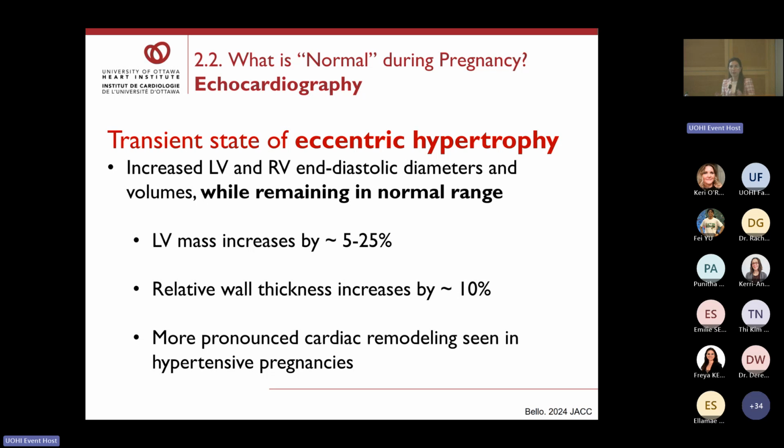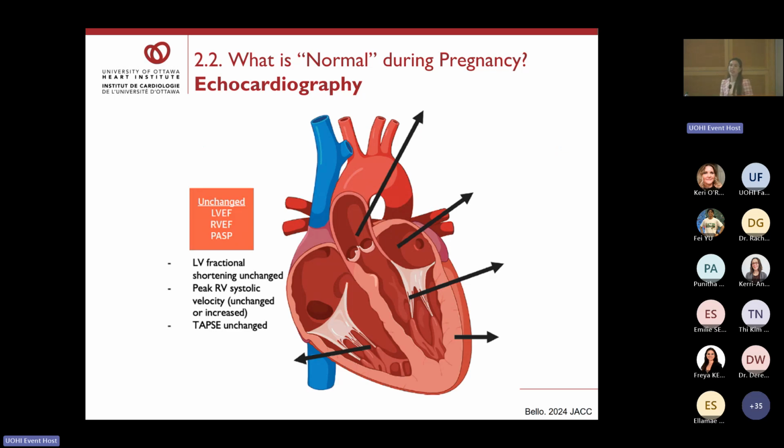I think that we should consider pregnancy as a transient state of eccentric hypertrophy. And this is reflected by increase in LV and RV end-diastolic volumes and diameters, while still remaining within normal range. You're going to have an increase in your LV mass, it's a bit of a variable range here, 5 to 25%. You're going to have an increase in your relative wall thickness by about 10%. And certainly these changes are much more pronounced in women that have hypertension during their pregnancy. When we think about EF, RVEF, and global systolic function, we see that there should be no significant change.